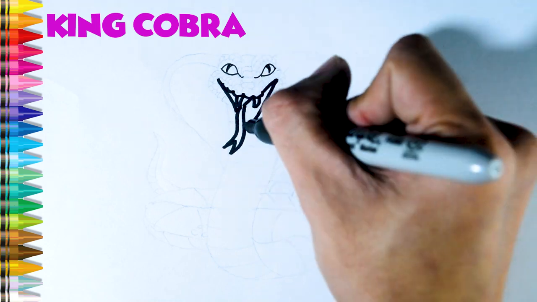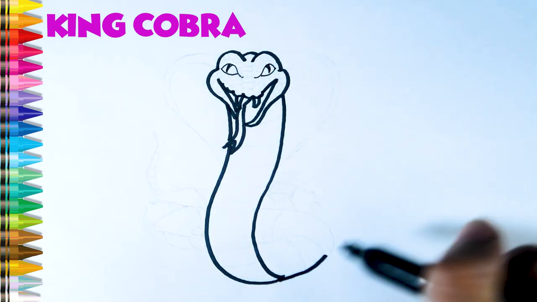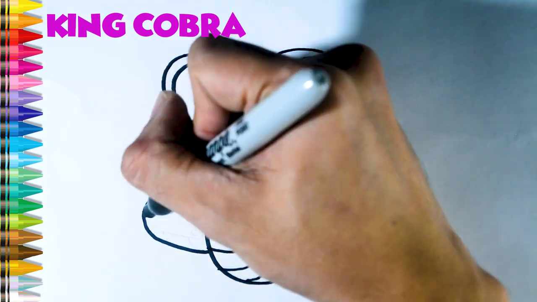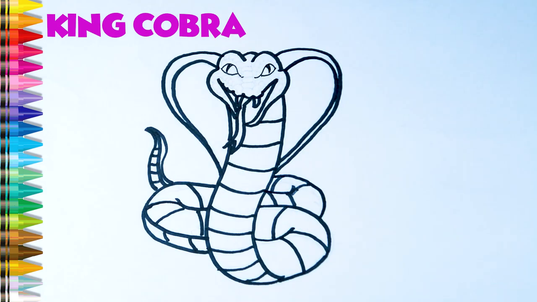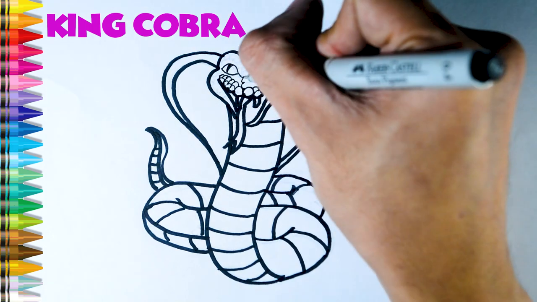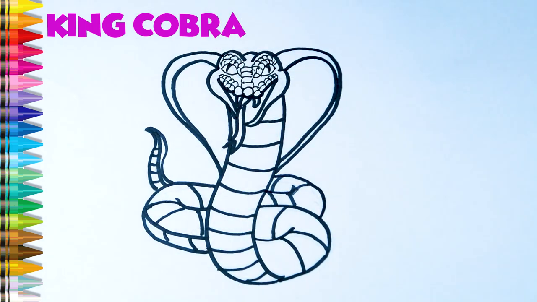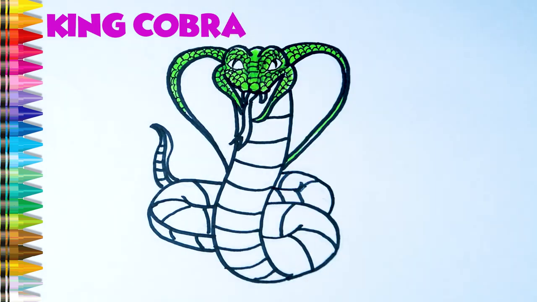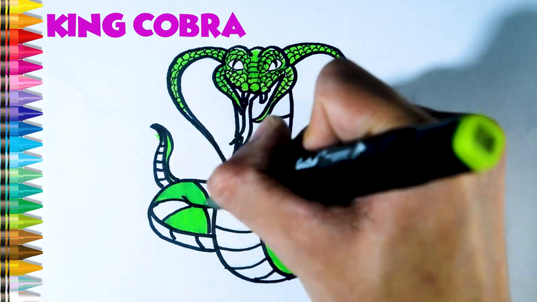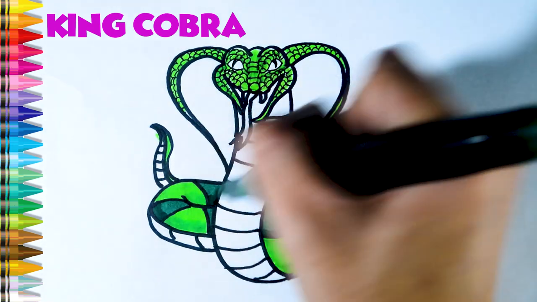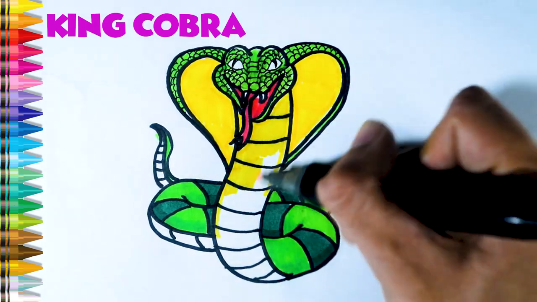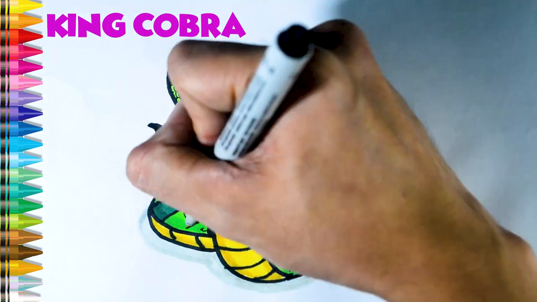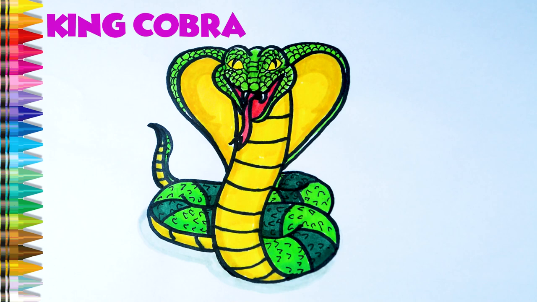K. K is for king cobra. King cobra. K is for king cobra. Cobra.